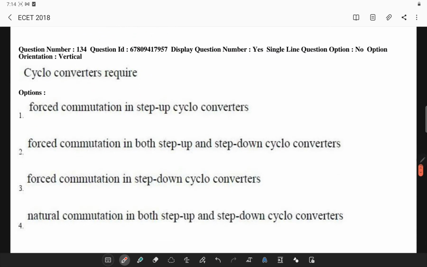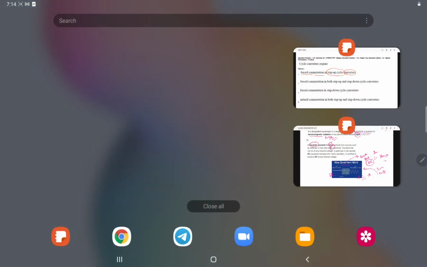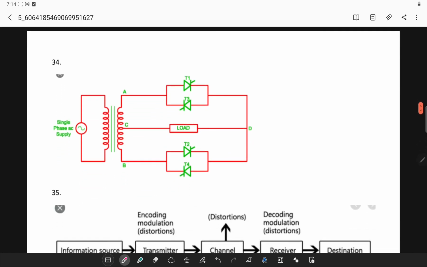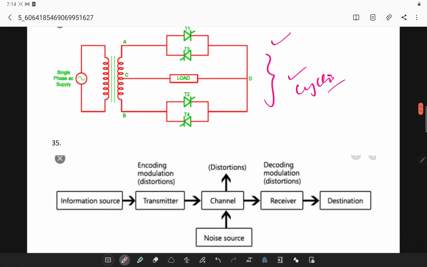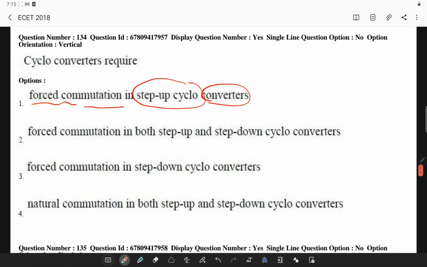Next, what exactly is a cycloconverter and what does it do? A cycloconverter is basically a forced commutation step up cycloconverter. This is a bit of a tough question because the student has to remember how exactly the circuit of a cycloconverter works. This is a tougher question, but simply know the answer: cycloconverters require forced commutation step up cycloconverters.